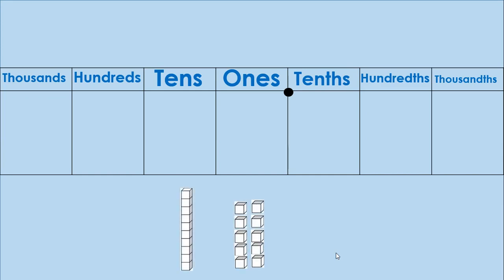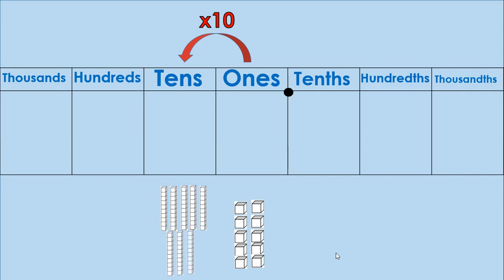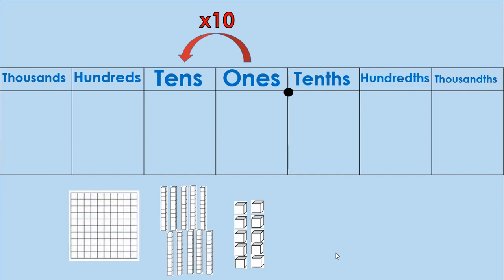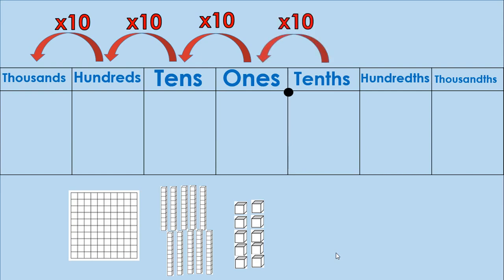So since we need 10 ones to make one group of 10, we know that the tens place is 10 times more than the ones place. We also need 10 tens in order to make 100. So we know that the hundreds place is 10 times greater than the tens place. We can continue this pattern and see that we need 10 hundreds to make 1,000, so the thousands place is 10 times more than the hundreds place. We can also see that we would need 10 tenths to make 1, so the ones place is 10 times greater than the tenths place.